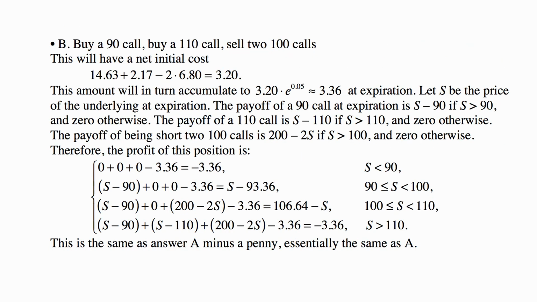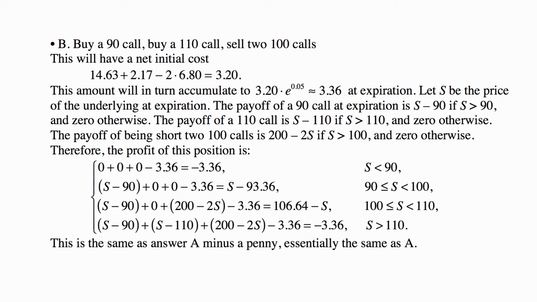Part B says buy a 90 call, buy a 110 call, sell 2 100 calls. Net initial cost is 320, and it accumulates to 3.36 at expiration. It's a cost again.